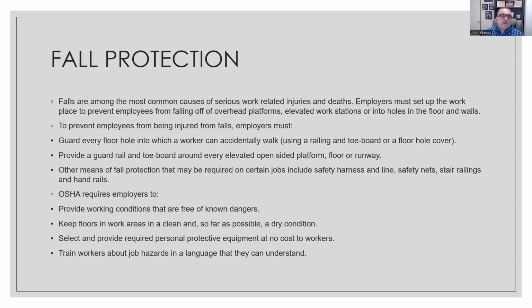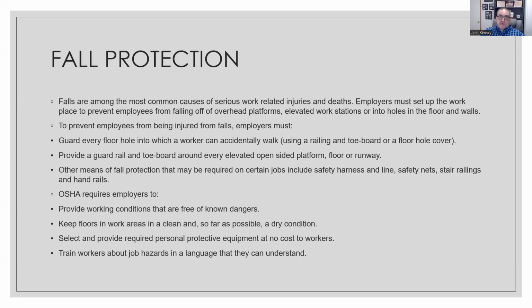Fall protection. Falls are among the most common causes of serious work-related injuries and deaths. It's number one. Employers must set up the workplace to prevent employees from falling off of overhead platforms, elevated workstations, or holes in floors and roofs. So we fall into all these categories. To prevent employees from being injured from falls, some tips you could do as employers is guard every floor hole, which in our case is going to be roof holes, unless we are climbing up through the interior of a building and these things are there.